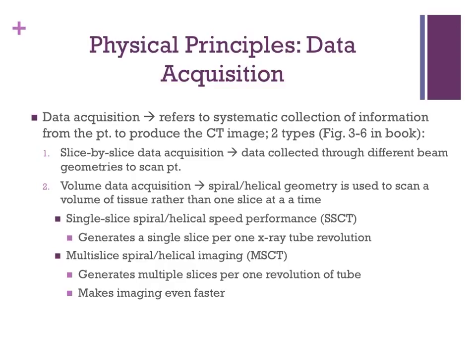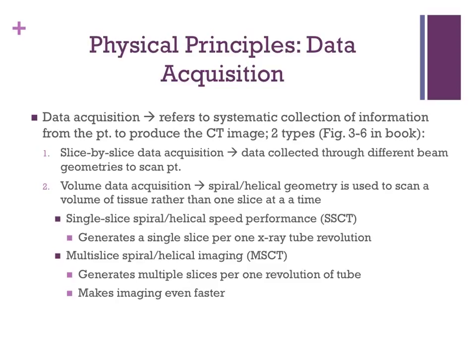So with data acquisition, remember this refers to the systematic collection of information from the patient to produce the CT image. This happens by slice data acquisition, which is when data is collected through different beam geometries to scan the patient. So basically the tube rotates around the patient and collects data from the first slice, then the tube stops, and the patient moves into a position to scan the next slice. This continues until all slices have been individually scanned.